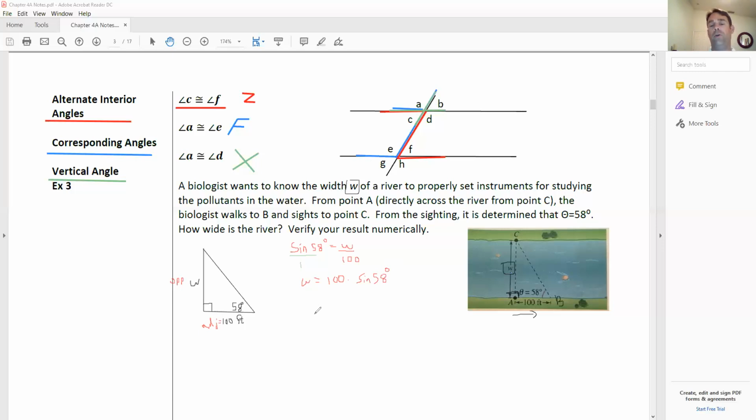Plug that into your calculator. Why don't you guys go ahead and plug that into your calculator and press enter. All right, and we got 160.